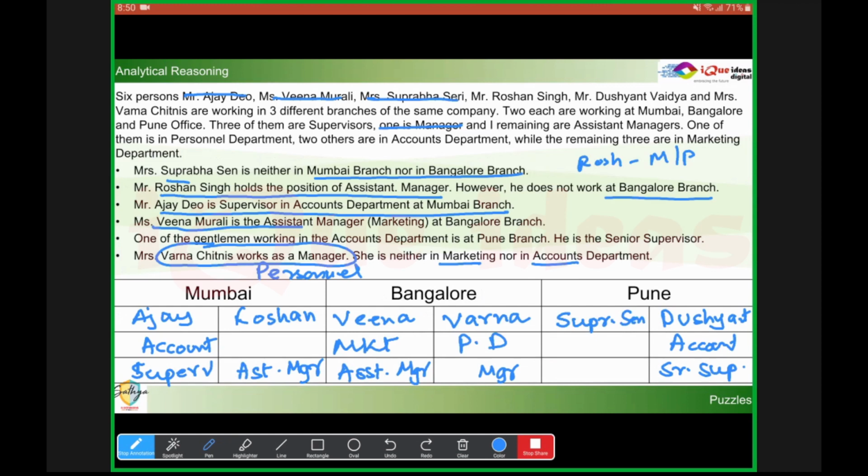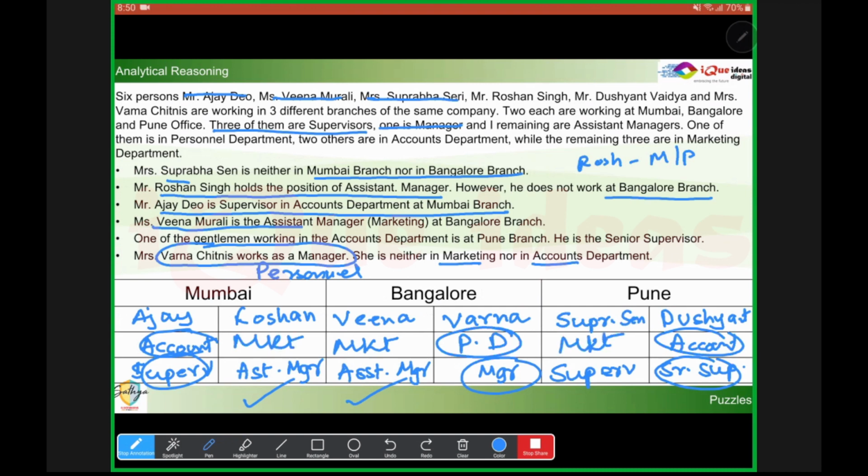So now I have got how many people as supervisors? I have got two people as supervisors. But total three are supervisors. That means Suprabha also has to be a supervisor, right? One is a manager and the remaining two assistant managers already done. I have got people working in two in the accounts department. I've already got two in the accounts department. One in personnel. I've already got one in personnel. So three in marketing. So that means Roshan must also be marketing. And Suprabha must also be marketing. So now I've got full information for all of them.